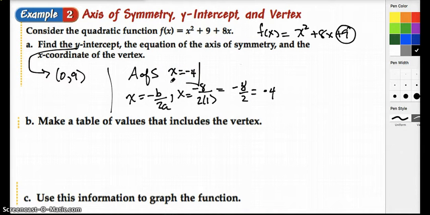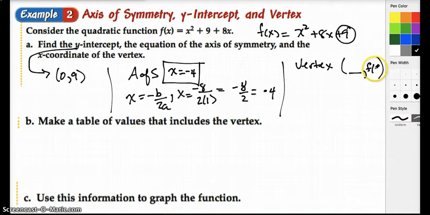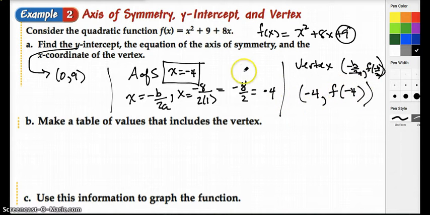It's actually an equation. It's an equation of a vertical line, all right? And the final thing we need to do is find the vertex. The vertex I mentioned is going to be a point where the first term is negative b over 2a and the second term is f of negative b over 2a. Well, we know negative b over 2a is negative 4, so I know the vertex is negative 4, and what I need to do is plug negative 4 into the equation in order to figure out the corresponding y term of the vertex.